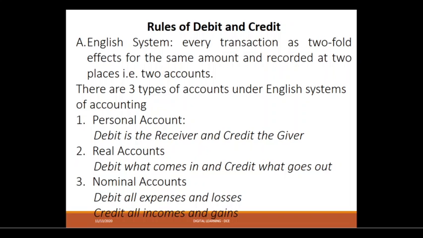The rule for the personal account is debit the receiver and credit the giver. Rule for the real account: debit what comes in and credit what goes out. Under the nominal account, the rule is debit all expenses and losses, credit all income and gains.